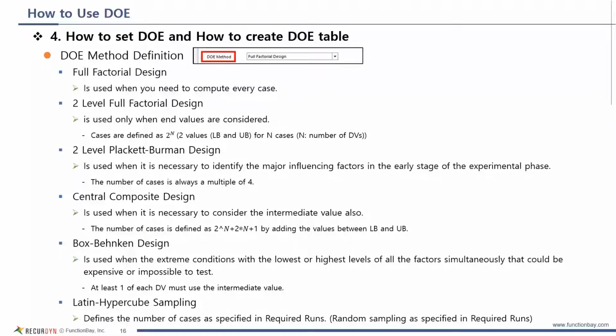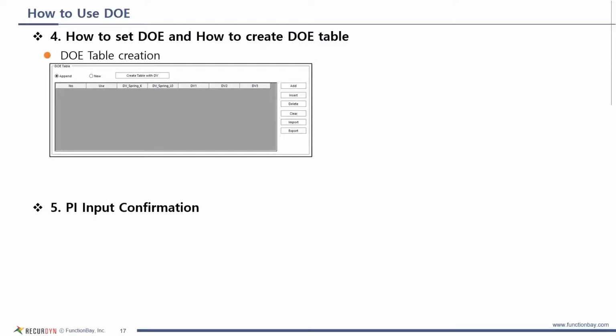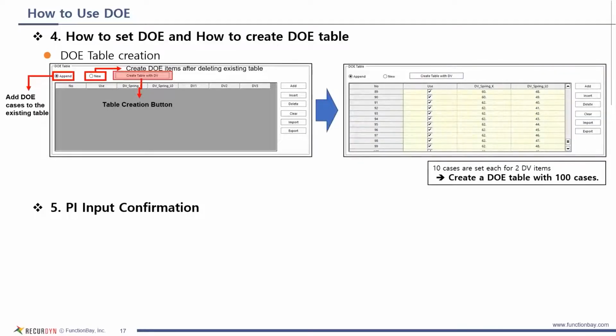Now, let me talk about how to create a DOE table. If you select the Append option, the DOE cases are added to the existing table. If you select the New option, the existing table is deleted and a new DOE table is created. After selecting either option, click the Create Table with the DOE button to create a DOE table.